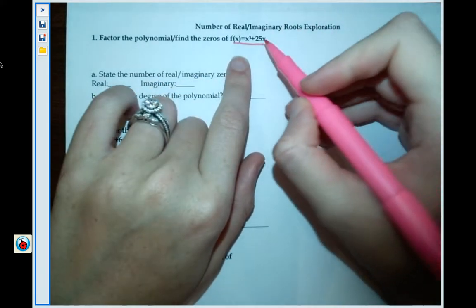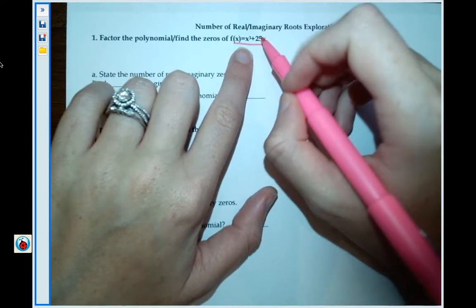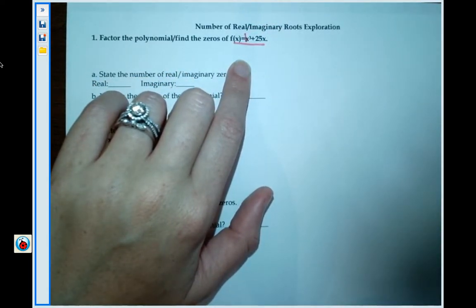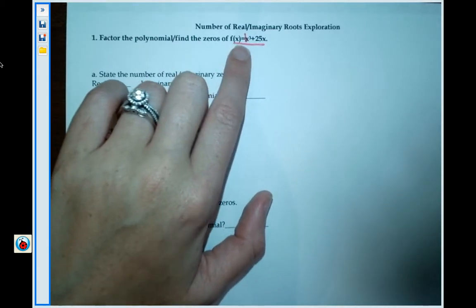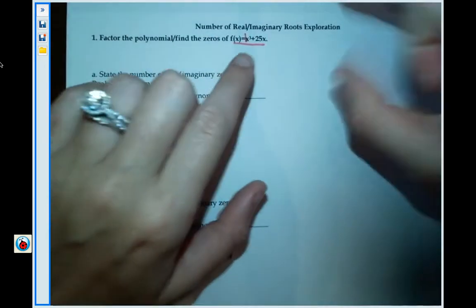Okay, so I'm looking for things in common between each of these terms. The numbers in here, this one doesn't have a number, which means there's secretly a 1 in front of that x to the third. But 1 and 25, the only thing that goes into both of those is just 1, and that's never really a GCF, okay? So let's look at our variables.